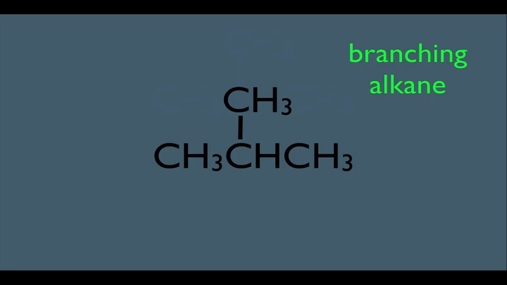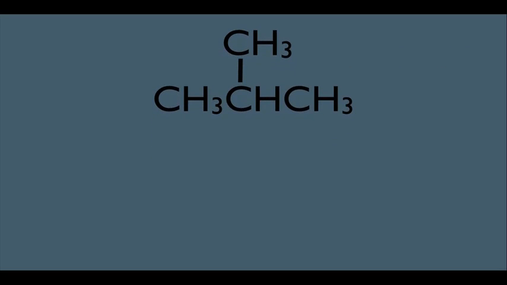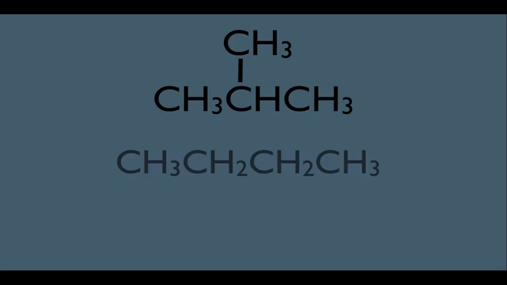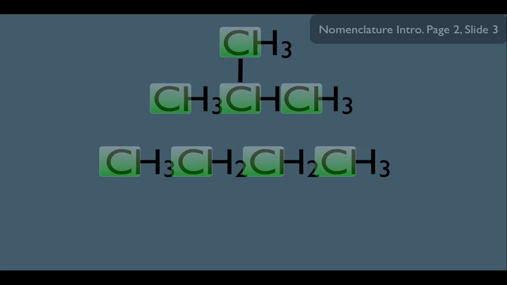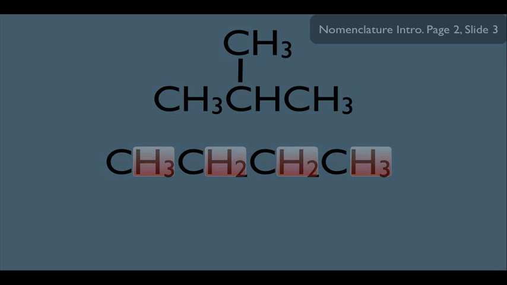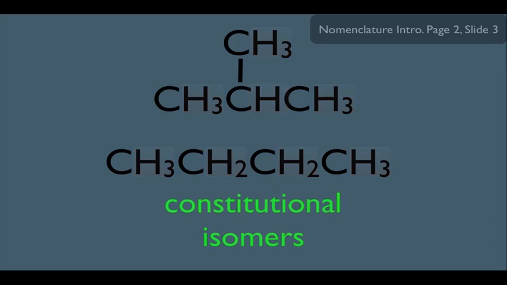This brings us to another vocab term we should know. Let's compare this molecule right here to this molecule below. If you count the atoms here, you'll notice that both these molecules have a total number of 4 carbons. And also, if you count up the number of hydrogens in each molecule, you'll see that both these molecules have a total number of 10 hydrogens. These molecules are called constitutional isomers.